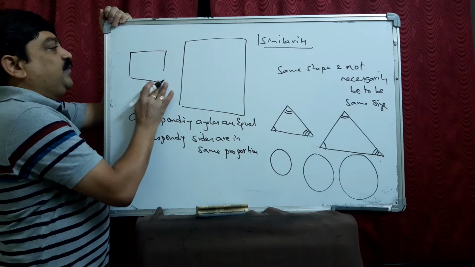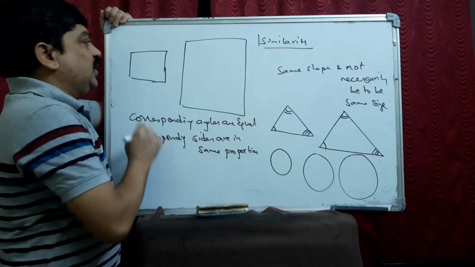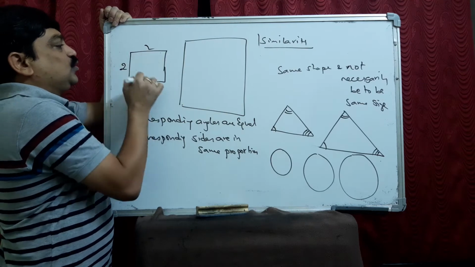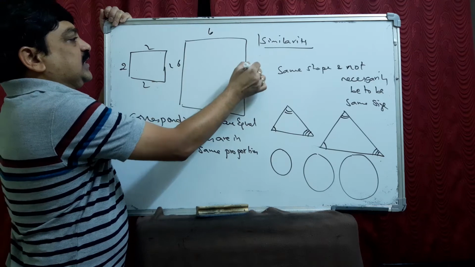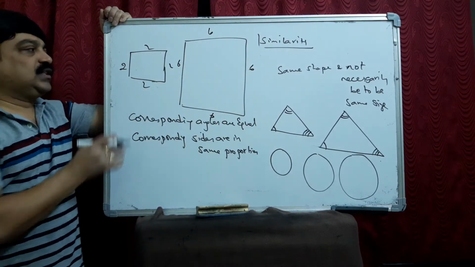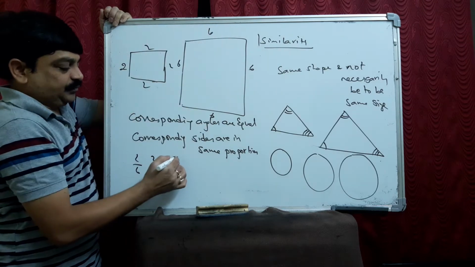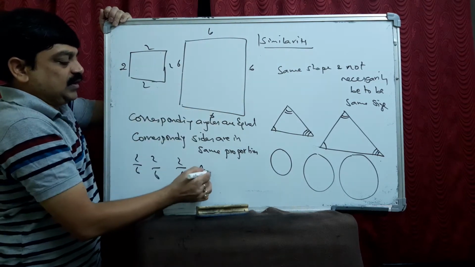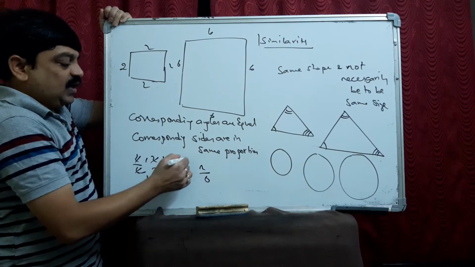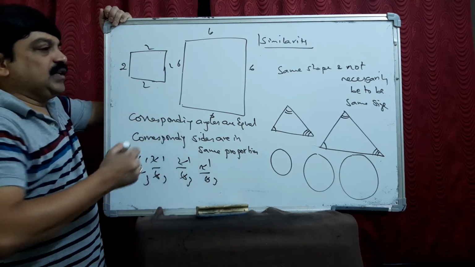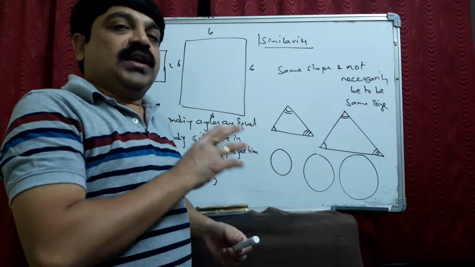Suppose both are squares, so all angles are 90. Suppose this is a square of side 2, 2, 2, 2, and this is a square of side 6, 6, 6, 6. What is the ratio of the corresponding sides? 2 by 6, 2 by 6, 2 by 6, 2 by 6. So all are equal. Same proportion means this. All the angles are the same, and that is the reason both are of the same shape.